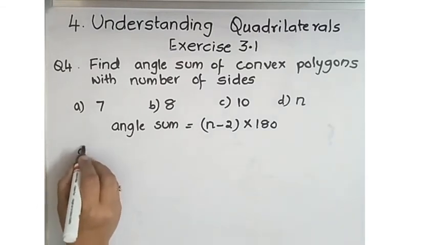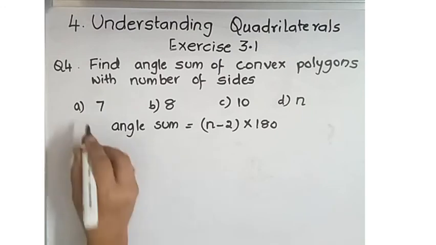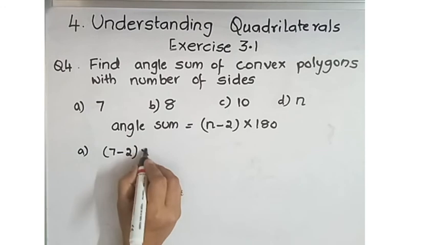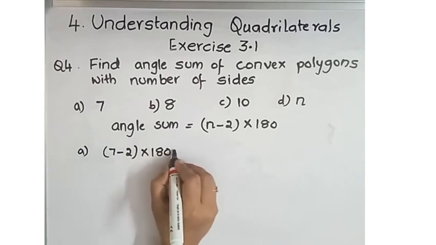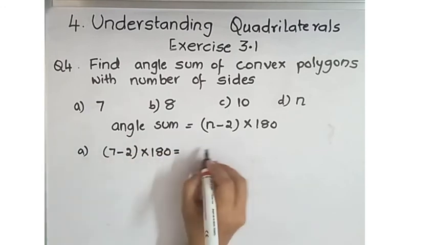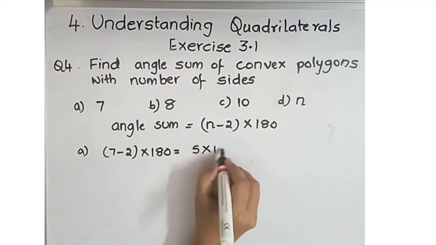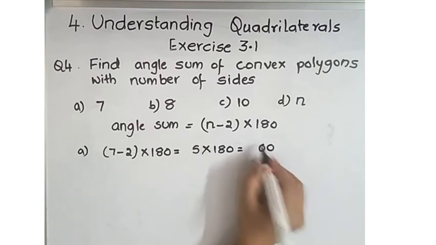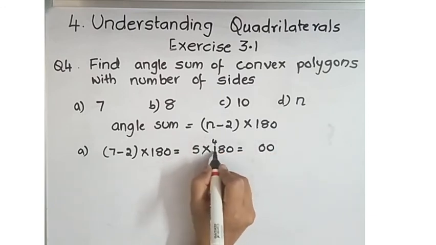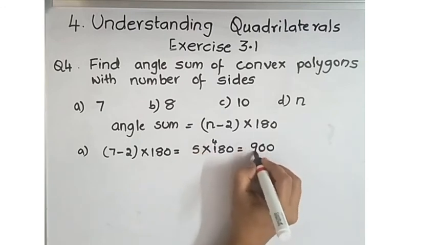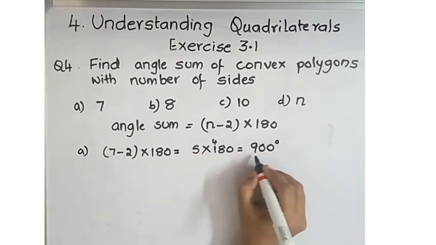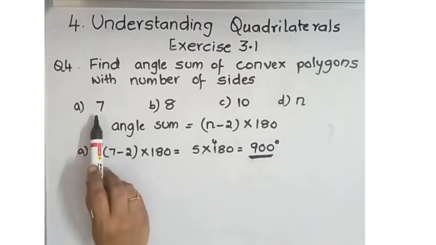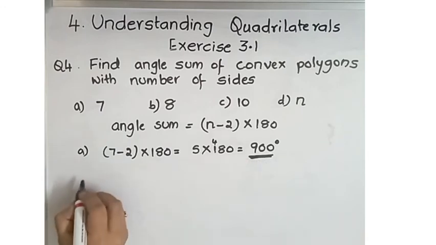Let's take the first question where n is 7. So in the place of n, I need to put 7. 7 minus 2 into 180, which will be equal to 7 minus 2 will give you 5. 5 multiplied by 180. 5 zeros are 0. 8 fives are 40. 4 carry. 5 ones are 5 plus 4. That will give you 9. So 900 degrees. The sum of all the interior angles of a polygon with 7 sides is 900.